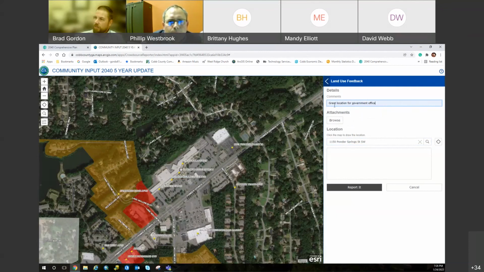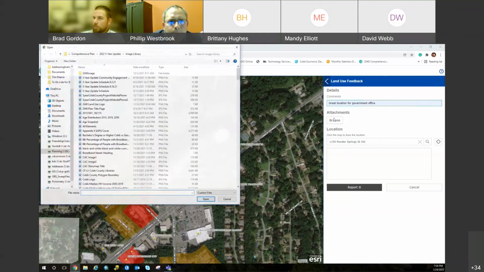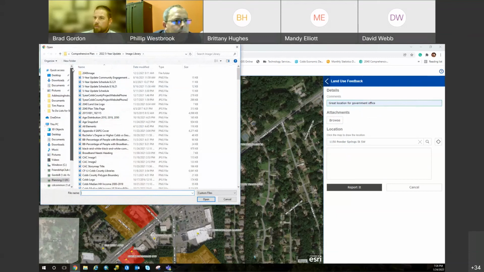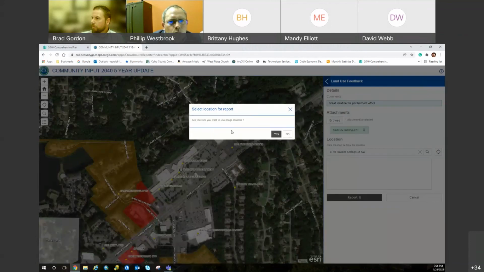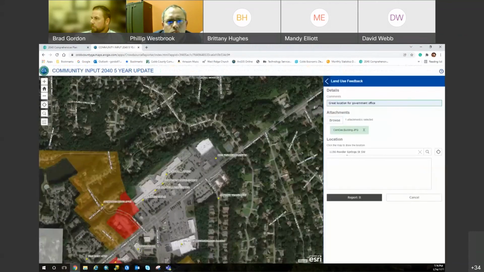And then you can add attachments. So I'll browse for a picture of this building. So that's attached, and then we'll click report it. Sorry, I did not add a point. That's something you have to do. I apologize. So you'll see here, click to add a point. I need to add a point to this location.